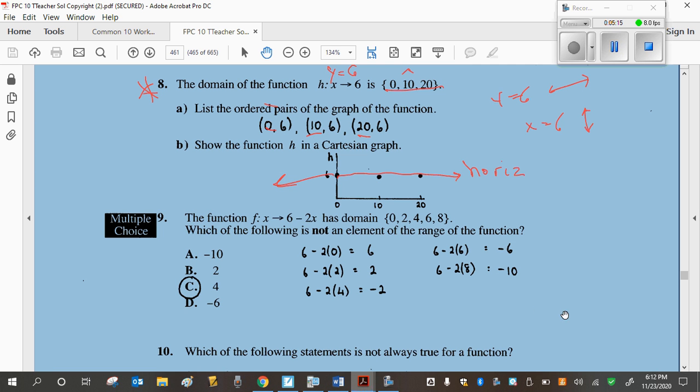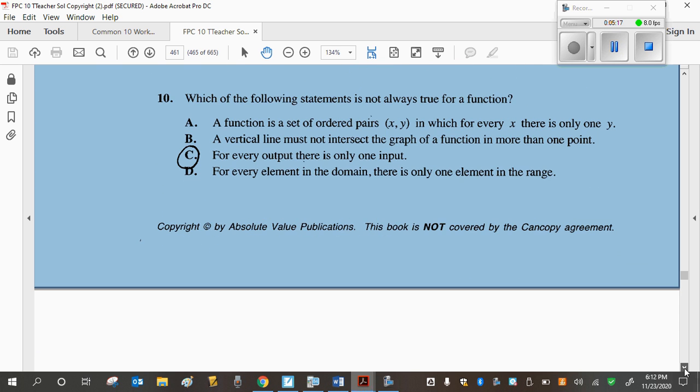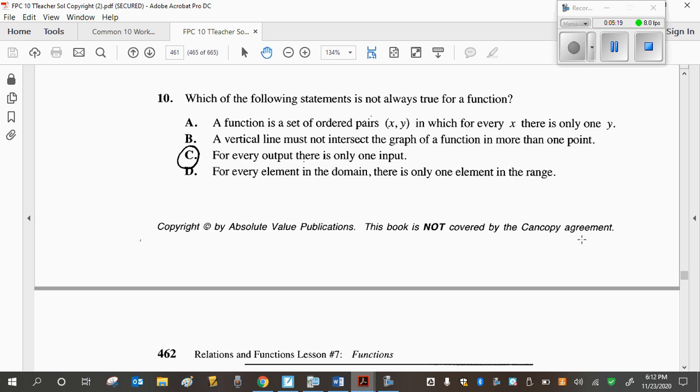And lastly, is number 10. And this is not true because you can have an output, a y, that has more than one x. This is a function because every x has exactly one y, but this output has two x's, and so that's not true, aka false.